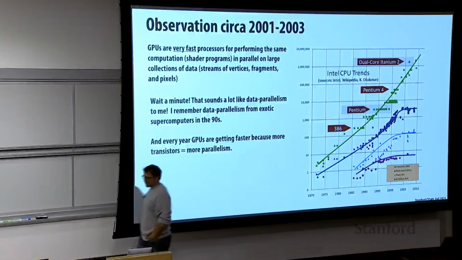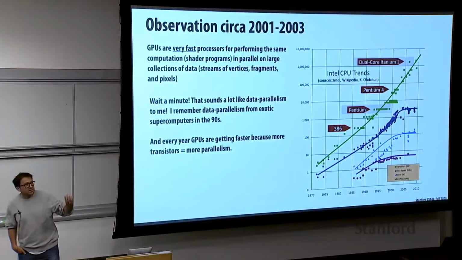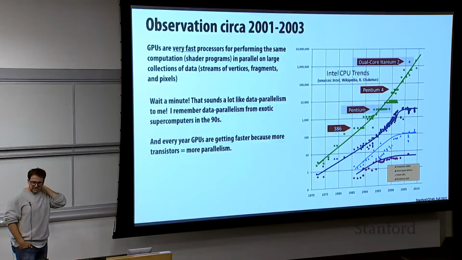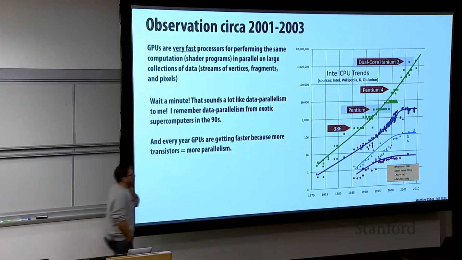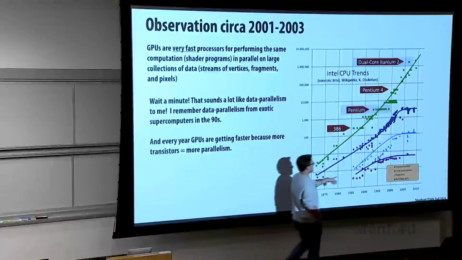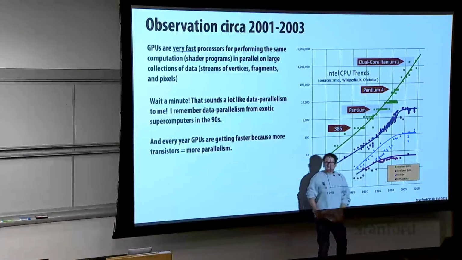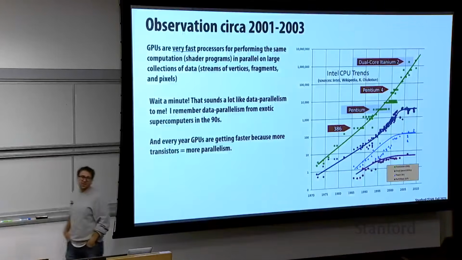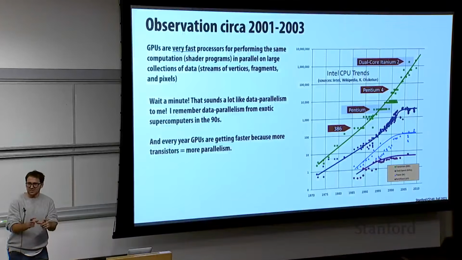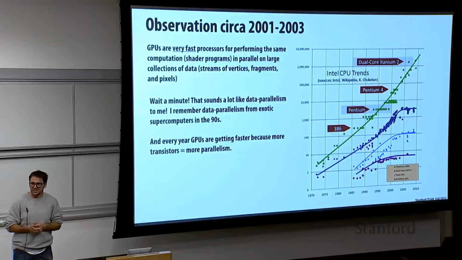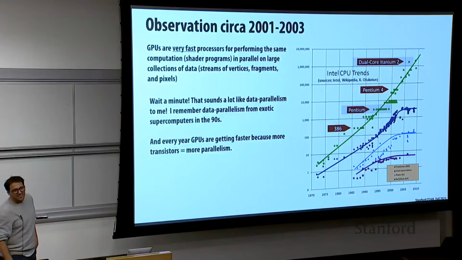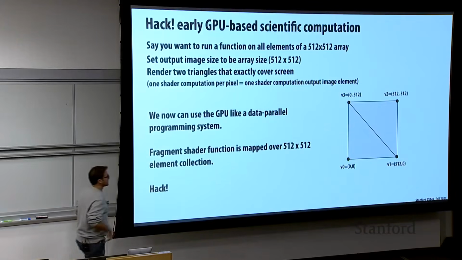And so some folks around the country, some folks here at Stanford, some folks at the University of North Carolina, and a few other places said, well, Intel's processors are not getting any faster. But these GPUs are adding more cores every single time the transistor count doubles, and they can run code. They run these little programs that compute the color of things. So some folks just started to hack.